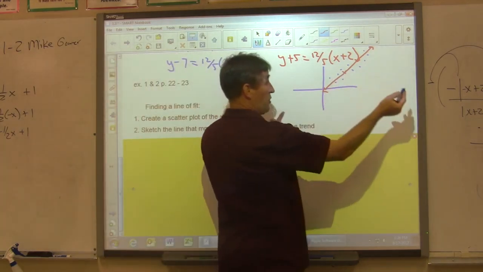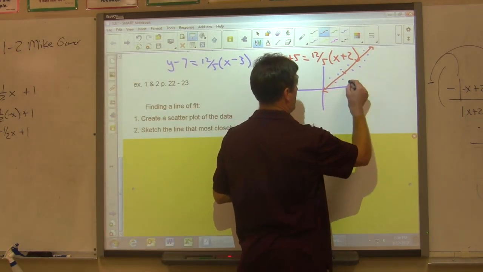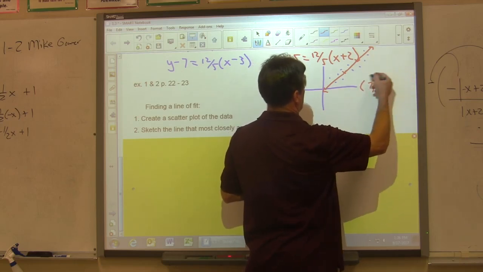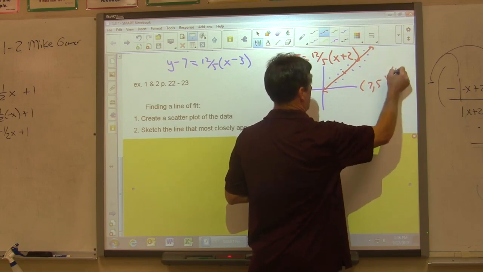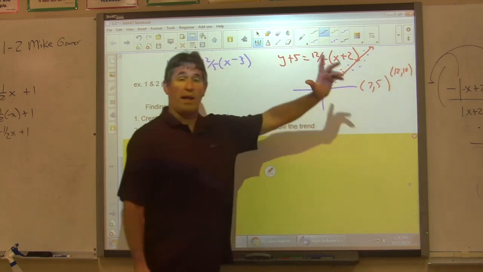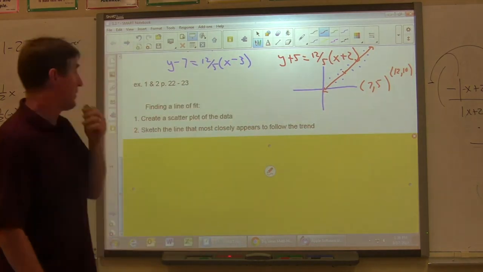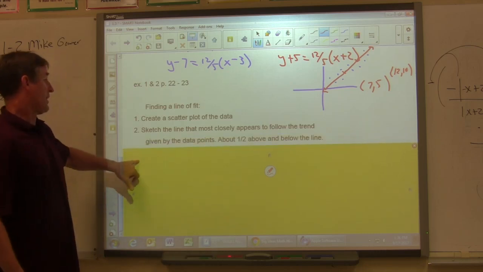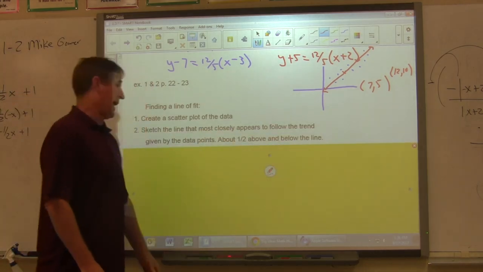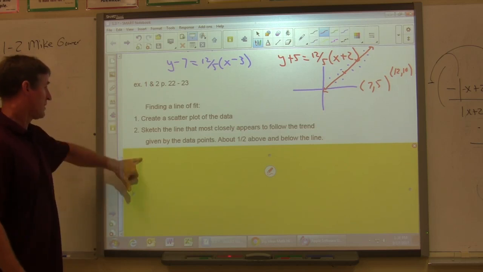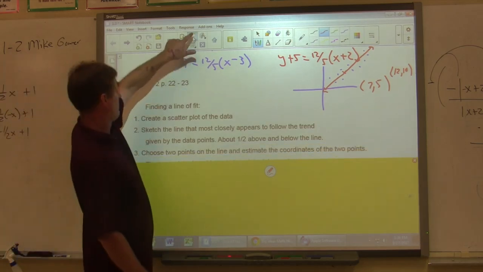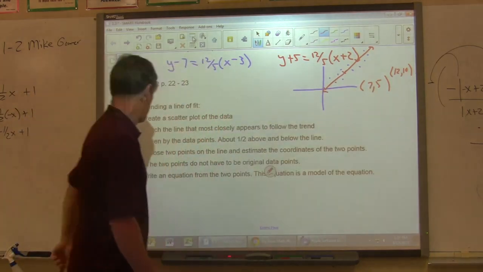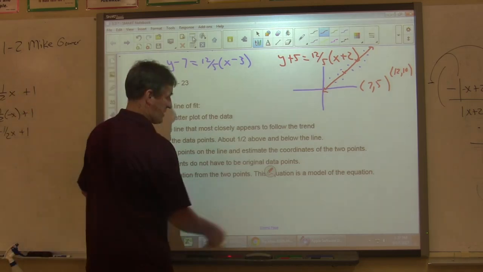And then I could use those 2 points, whatever those ordered pairs are. Let's say it's 7, 5, and let's say it's 12, 10. And I could go through like we did before, and I could find the slope, and I could find the y-intercept, and I could draw that graph. So, given the data points, again, you want about half above and half below the line. Then choose 2 points on the line and estimate the coordinates, which we've done. And then write an equation of the 2 points.